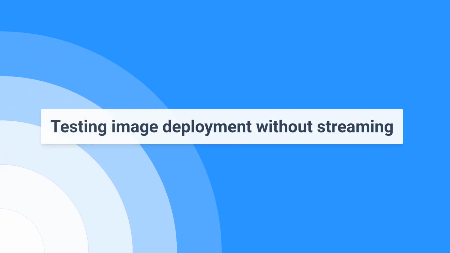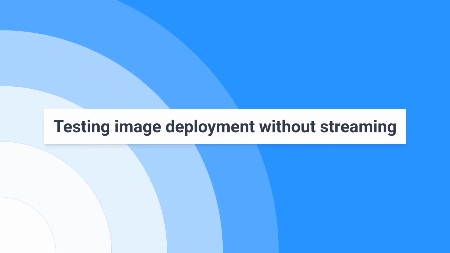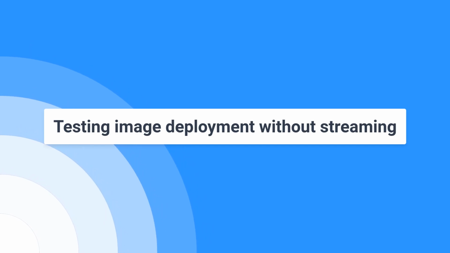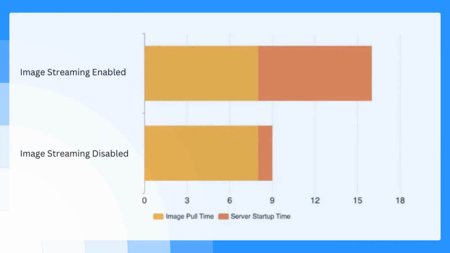Testing image deployment without streaming. We created another node pool in the same cluster with the same machine type and GPU, and found that when we disabled the streaming, the overall time for the initial image pull decreased. The time was approximately the same at 7 to 8 minutes for pulling the image. However, the setup time decreased to 1 minute. This meant that our overall time dropped from the 16 minutes to 9 minutes on average.